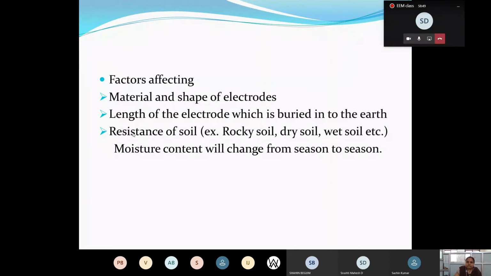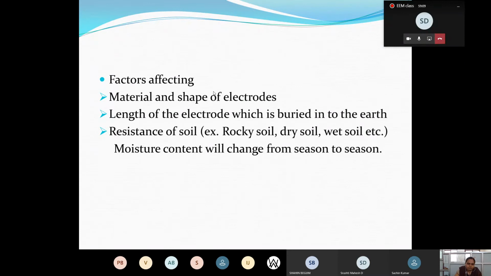The moisture of soils will be different, from dry soil to wet and rocky soils. Based on that, you have to choose whether we have to bury there. Bury means you have to insert, or not, and at which position you have to insert the electrodes. These are all the factors.